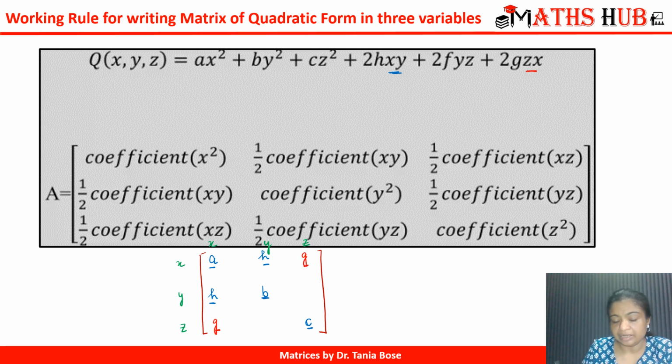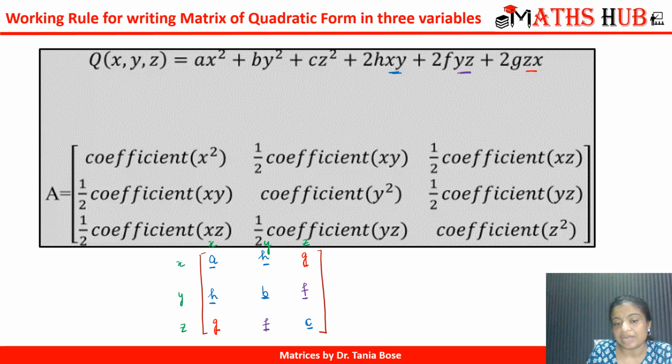And similarly, the next position, let's come to this. This is yz and this is zy. So again, yz and zy are same. So the element yz is having coefficient 2f. So what will you do? You will take its half and place half of f, that is f and f over here.